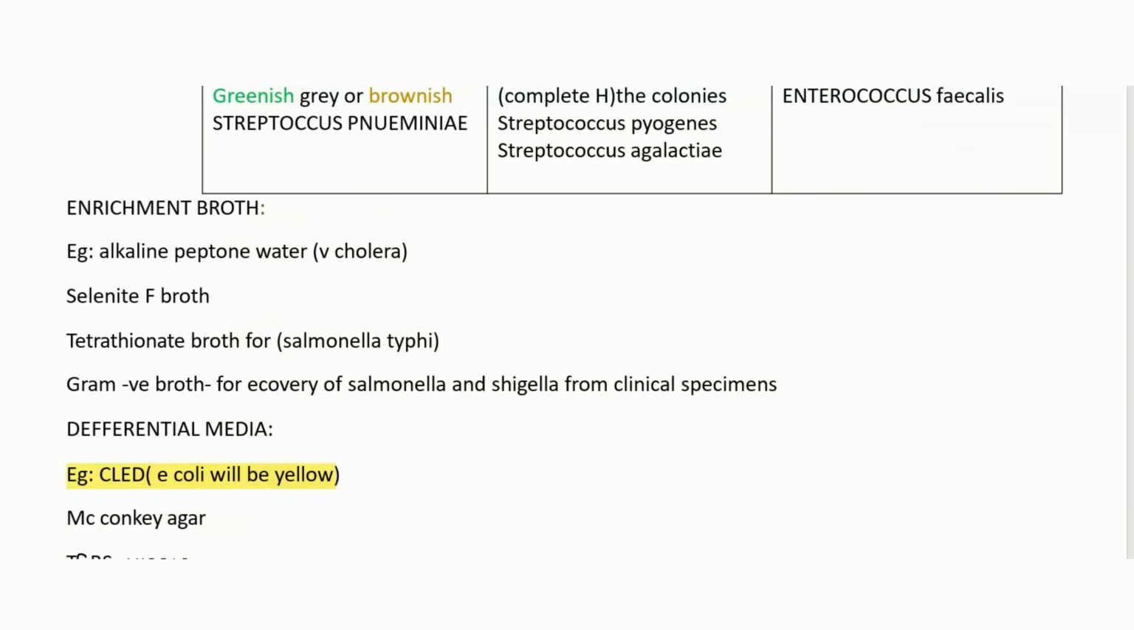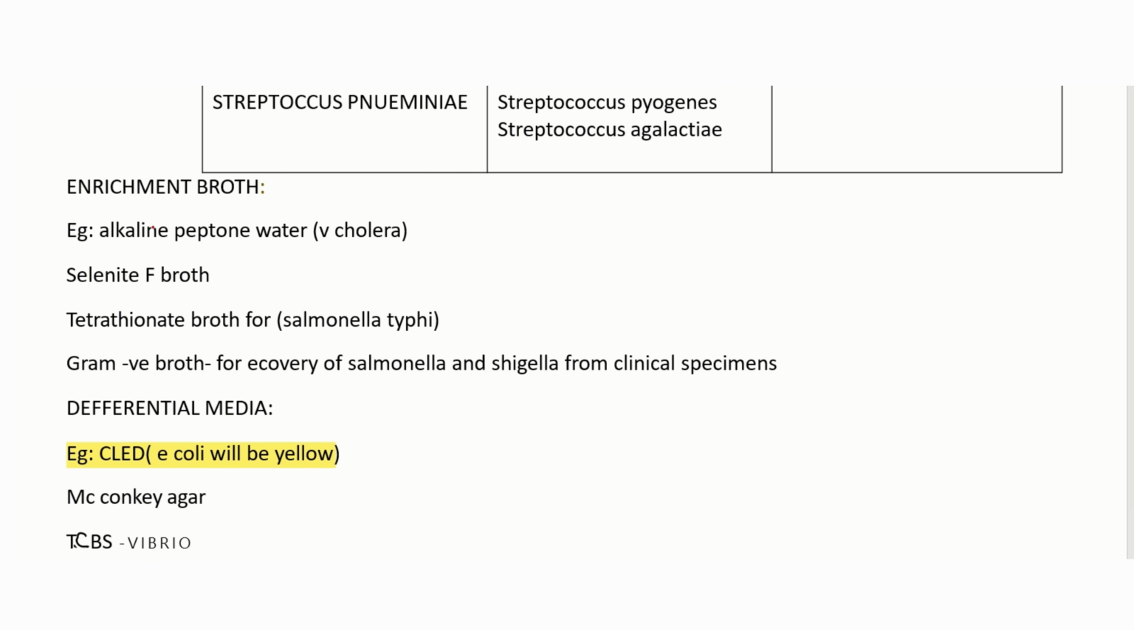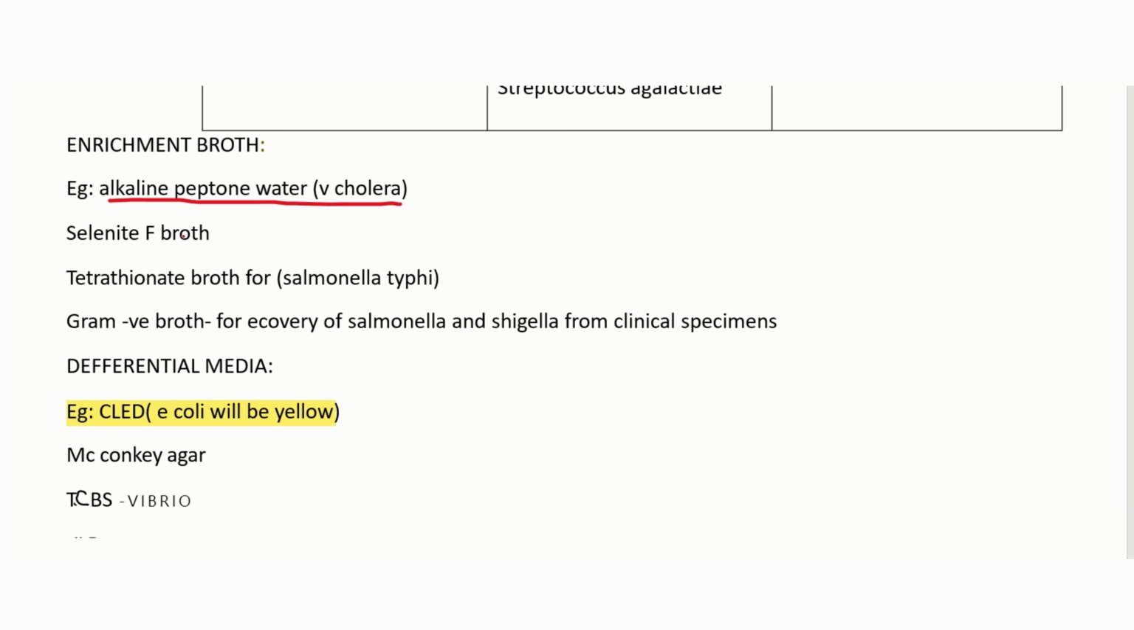Next is enrichment broths: alkaline peptone water for Vibrio cholerae, selenite F broth and tetrathionate broth for Salmonella, and gram-negative broth for the recovery of Salmonella and Shigella from clinical specimens.